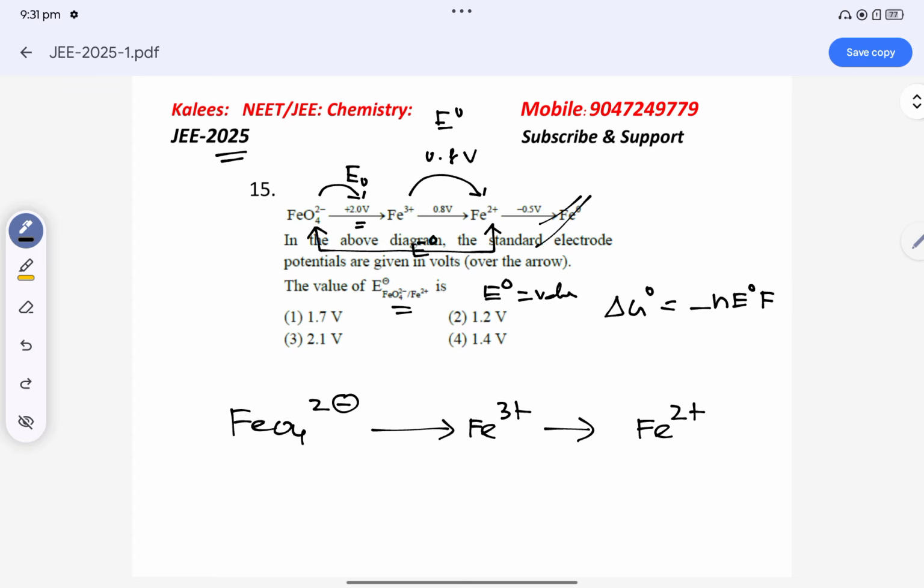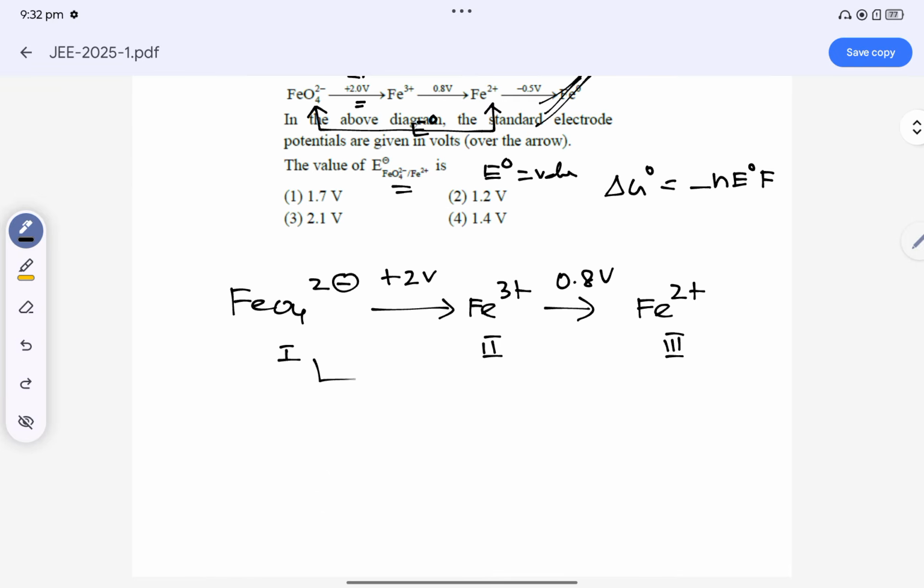You need not consider the neutral oxidation state of iron. It is not necessary to consider. Okay, so here we have 2 volt and here 0.8 volt. This is noted as 1, this is noted as 2, and this is noted as 3. First of all, I consider this one conversion.